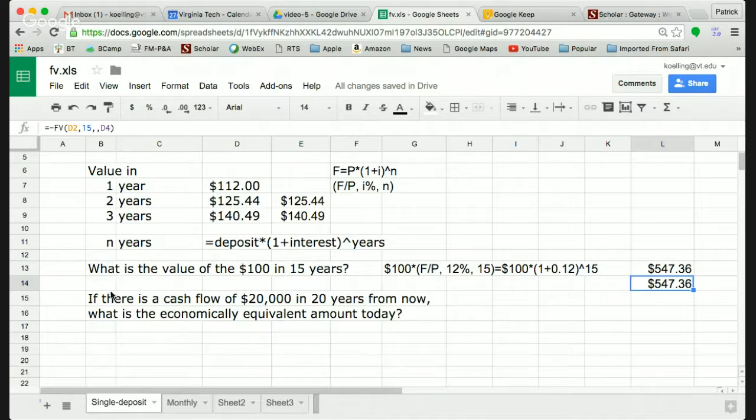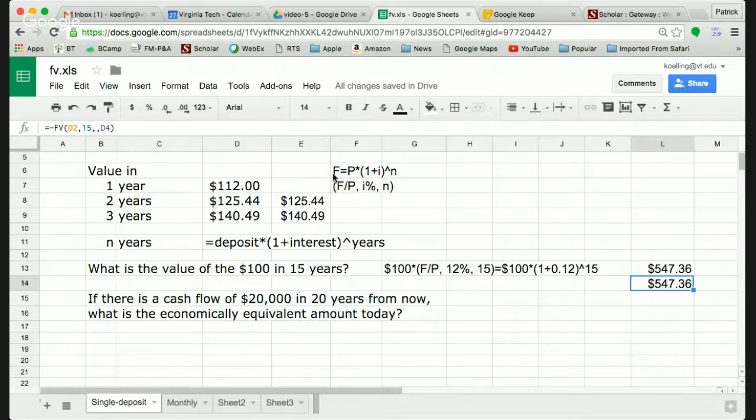Now, what about this case? There's a cash flow of $20,000 20 years from now. What is the economically equivalent amount today? So this is taking a future amount out in year 20 and bringing it back in time to time 0. Essentially the opposite of what we did up here.